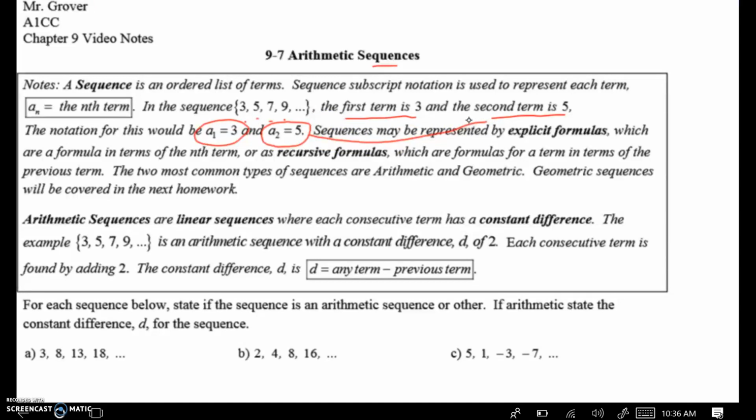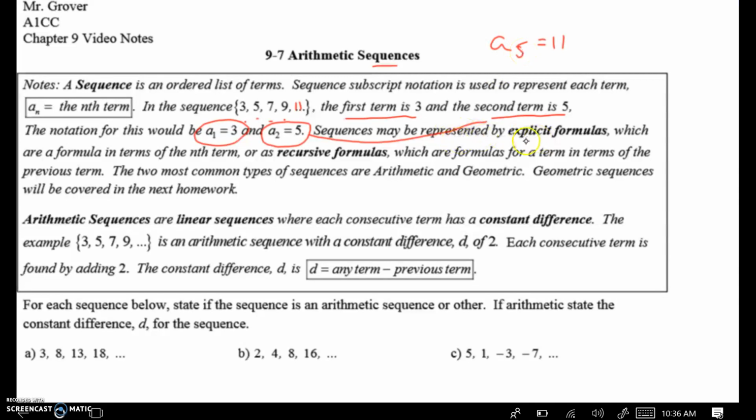So if you were to see, for example, a sub 5, if I want to continue, the fifth term would be 11, right? First, second, third, fourth, the fifth term, the next term, if I follow the +2 pattern, would be 11. So that's what this notation represents.